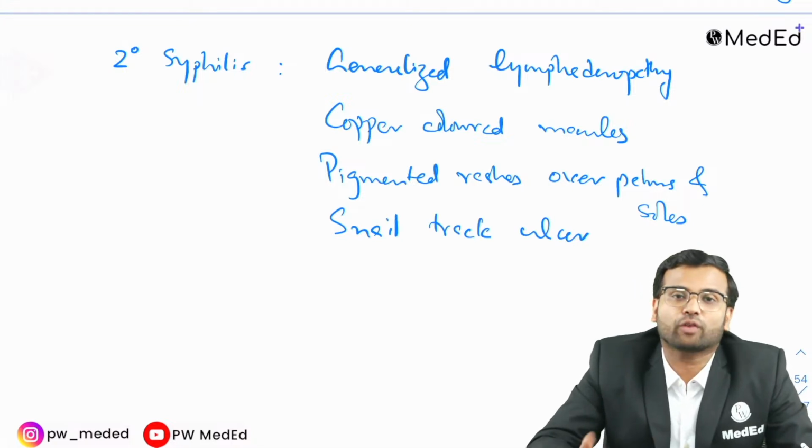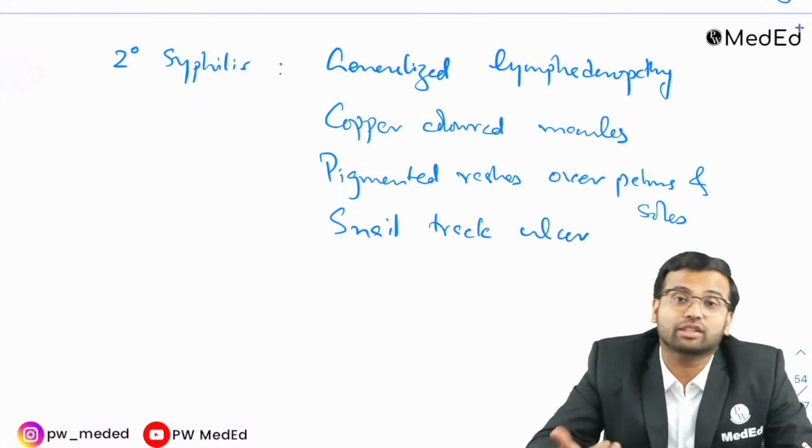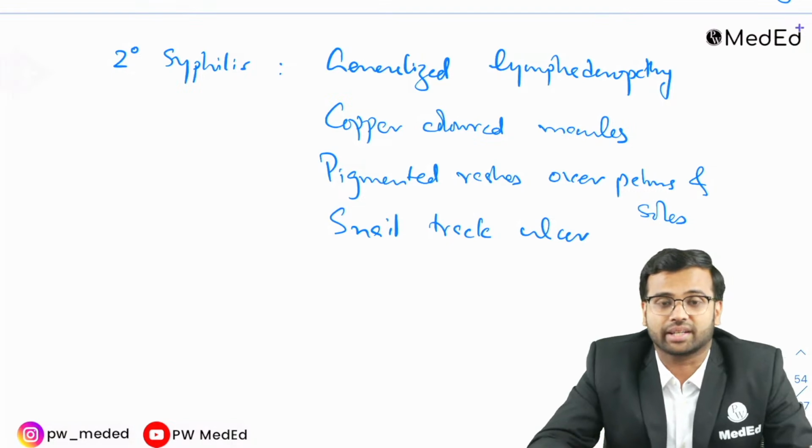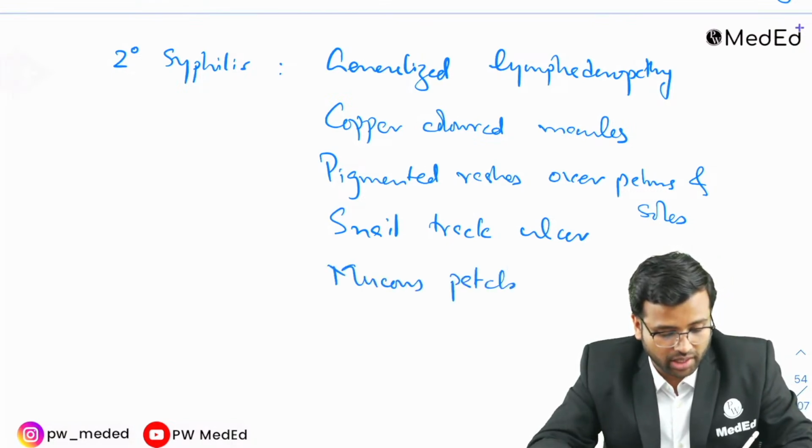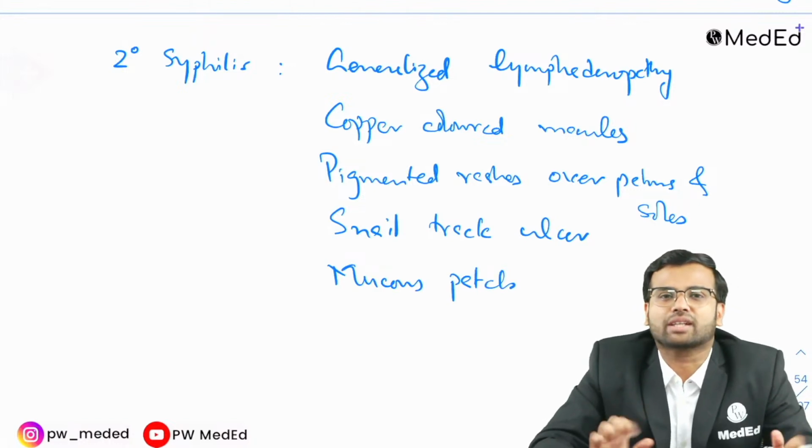Along with the snail track ulcer, one of the other findings which you can see in secondary syphilis is called a mucous patch. You can also see a mucous patch. So all these are various findings.